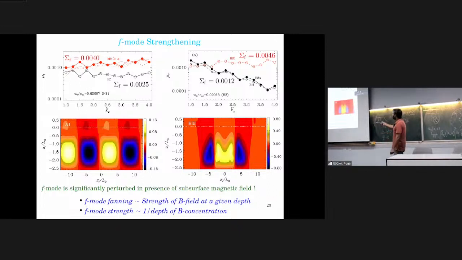So, already by looking at this strength of the F mode, I should be able to tell that there is a magnetic field very close to the surface. Why close? Because F mode is a surface gravity mode. Its eigenfunction is very, very shallow. It is not going deep. F mode is not going deep. It is lying on the skin of the surface.